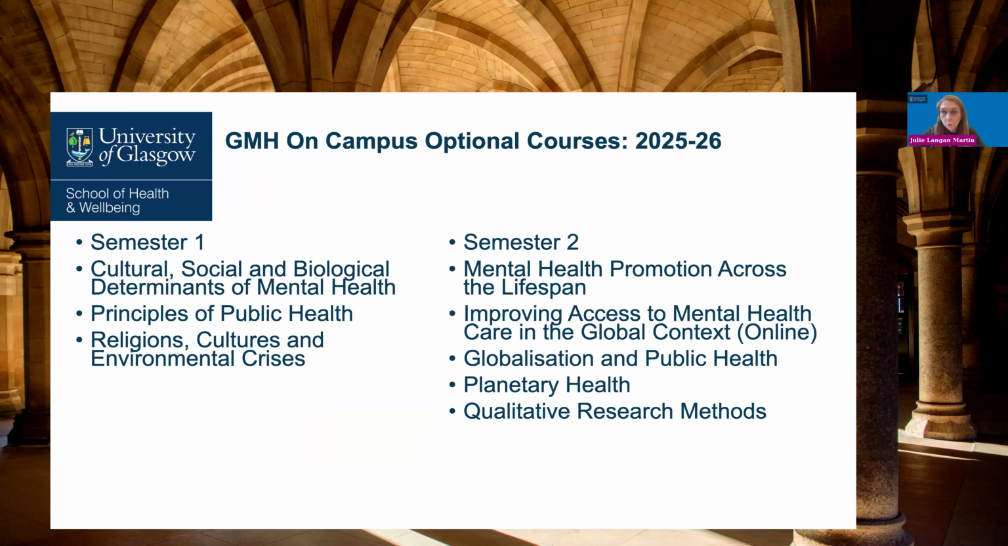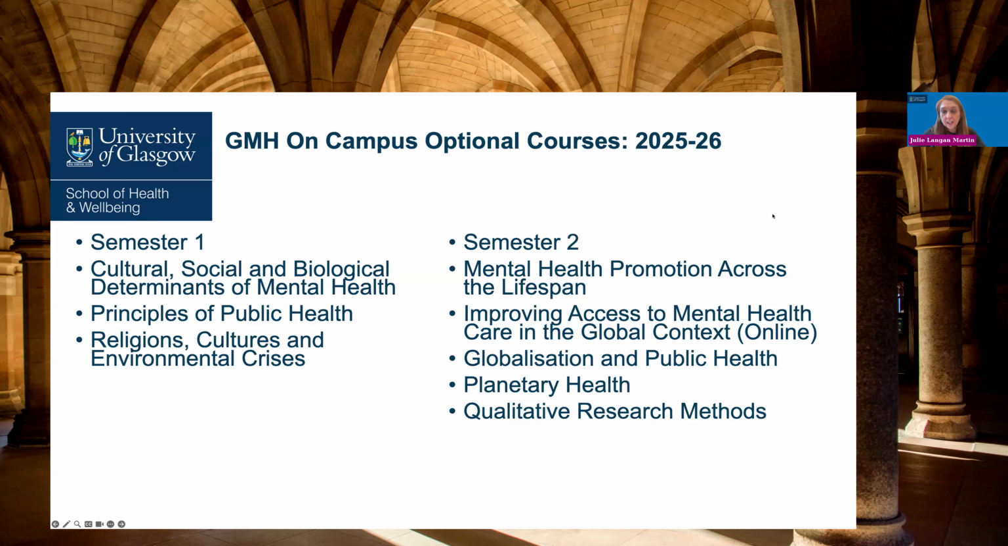We have lots of optional courses for the Global Mental Health Masters programme. So these are listed here. I'll not run through all of them, but in semester 1, you can take Principles of Public Health, which is part of the MPH programme, or we have the Religions, Cultures and Environmental Crises course, which actually sits in the School of Arts and Humanities. And this is an optional course that's been in place for around about a year now.